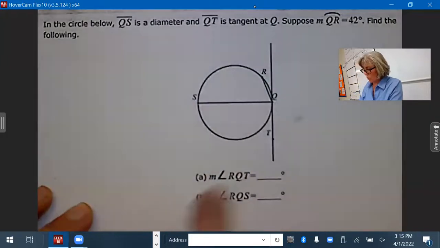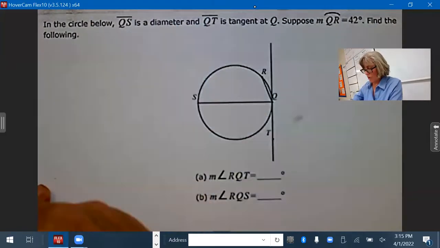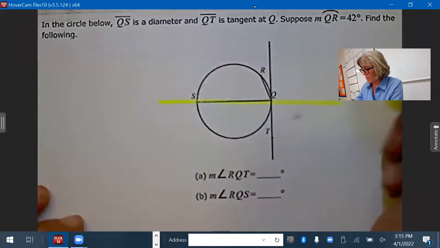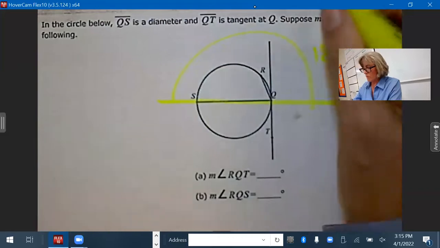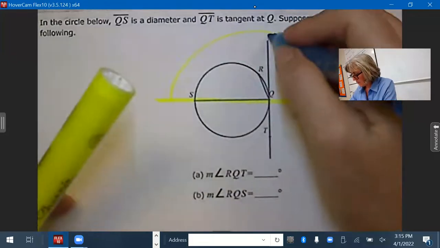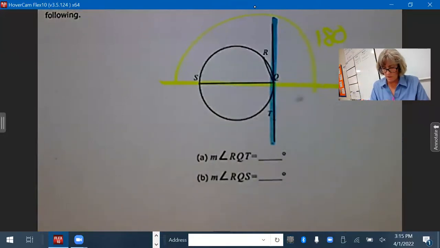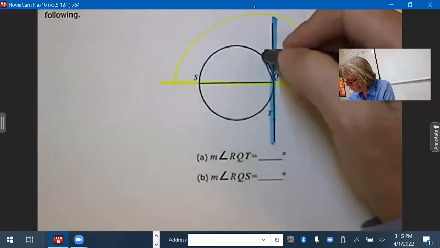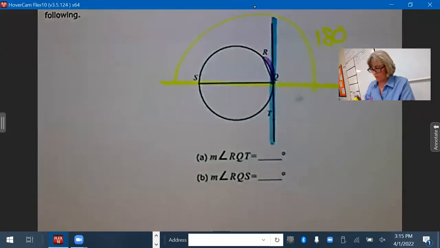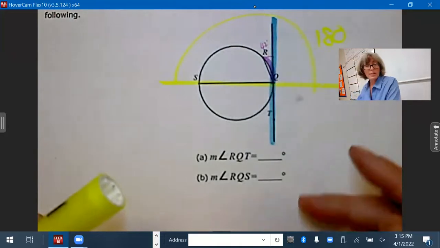It says in the circle below, QS is a diameter. Stop right there. Diameter. Get in the habit of trace, stretch, sweep, the 180. QT is a tangent. That's a tangent at Q. And you are told that QR is 42. So this arc right there, the purple one, Q to R is 42. And what can you find? So right here, 42 degrees.